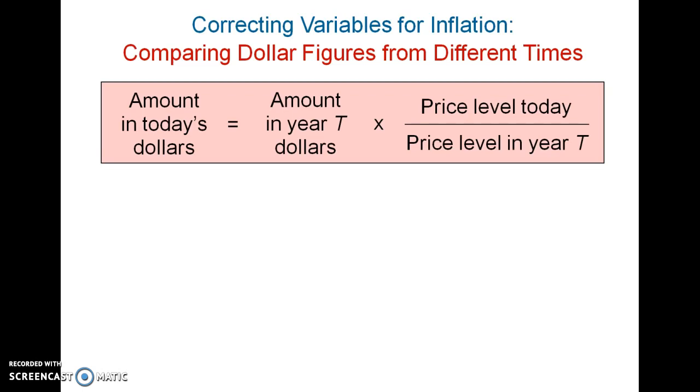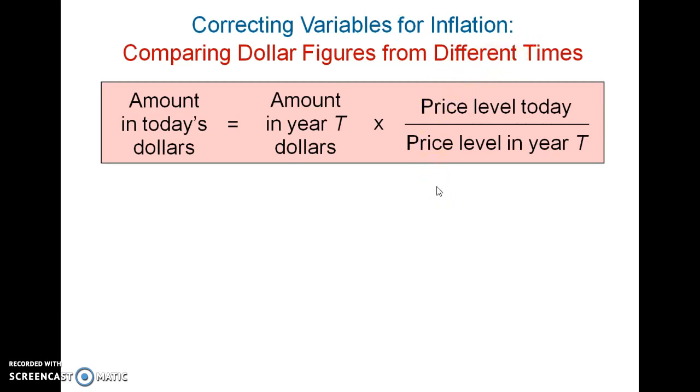You cannot compare, let's say, a 1950 dollar to a 2018 dollar. Yes, it's called a dollar, but it's a completely different asset. So if we're comparing two different time periods, we have to get the dollars in the same terms. So how do we do that? How do we set it up?